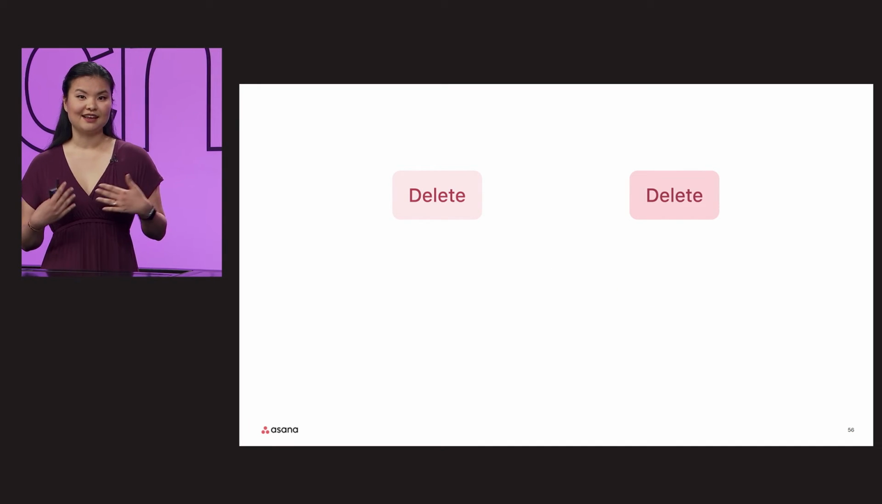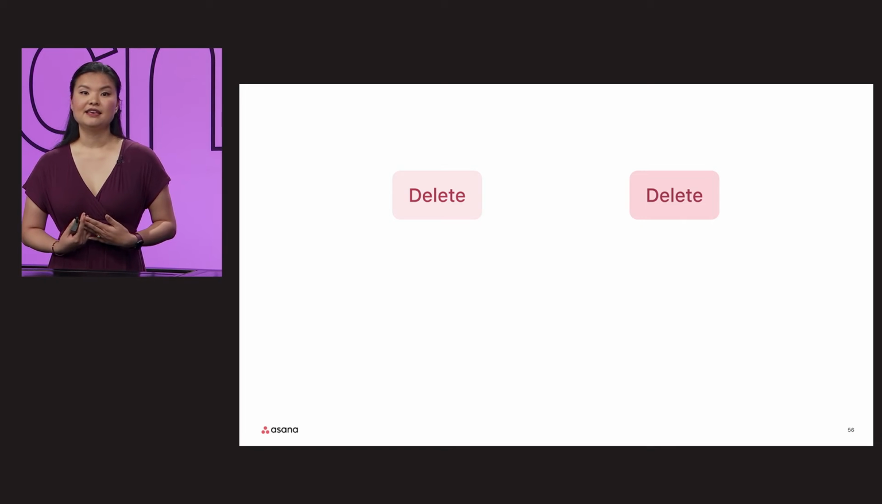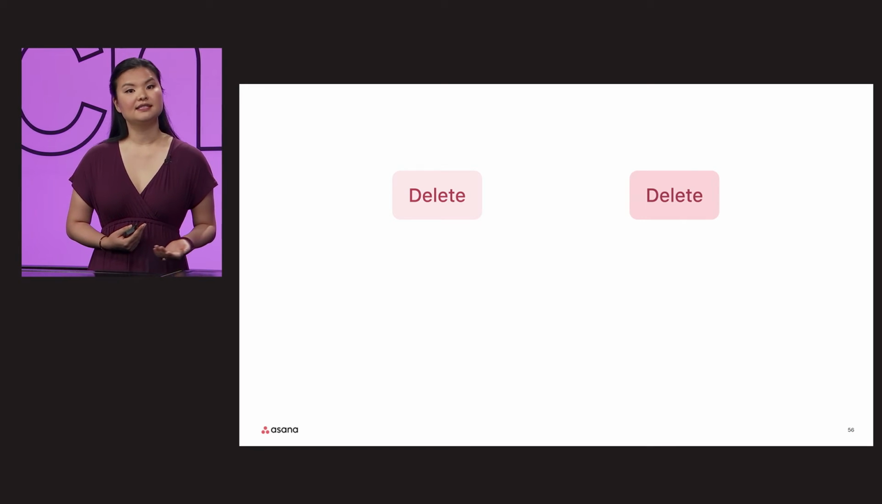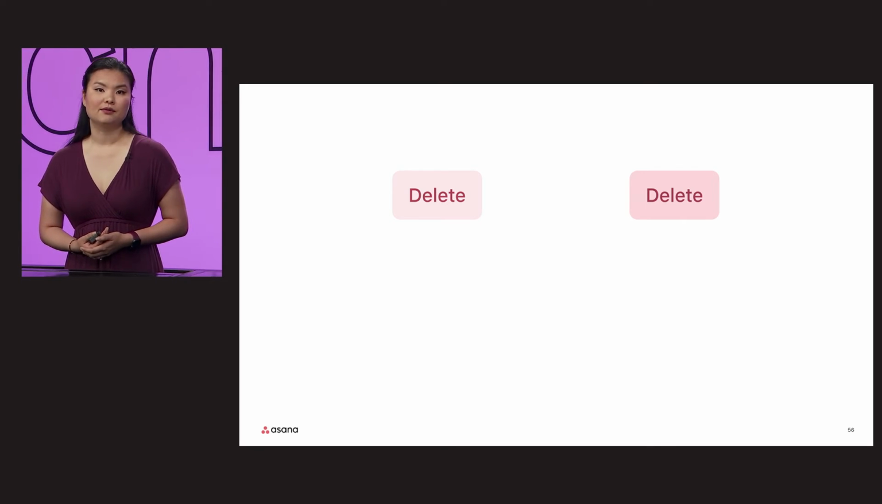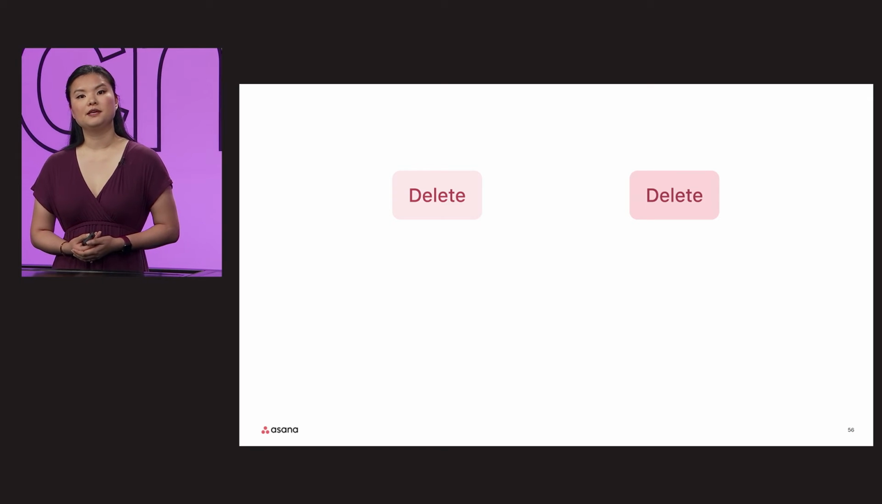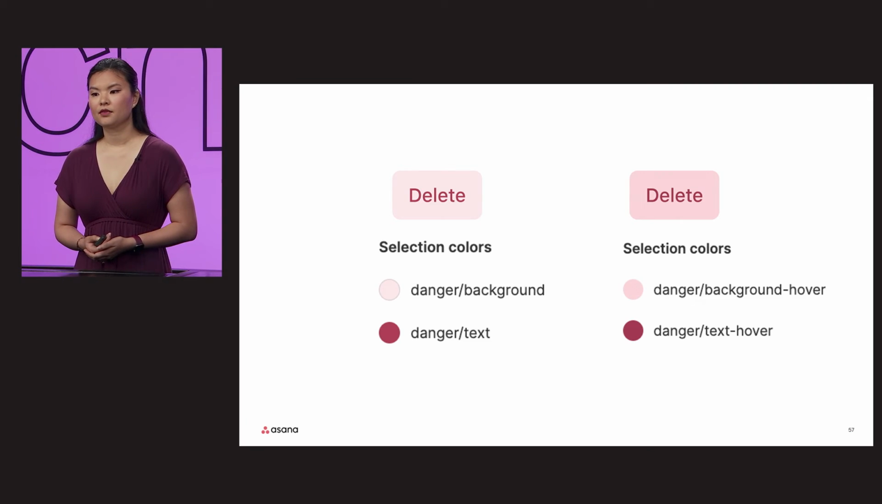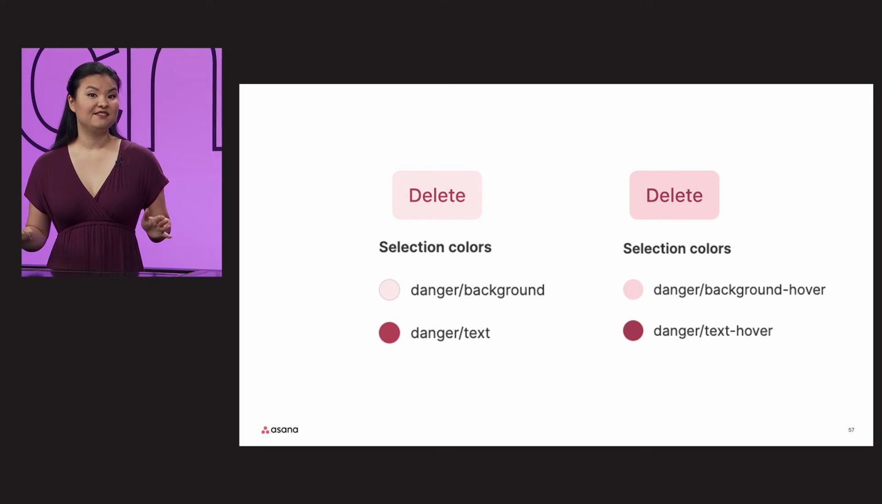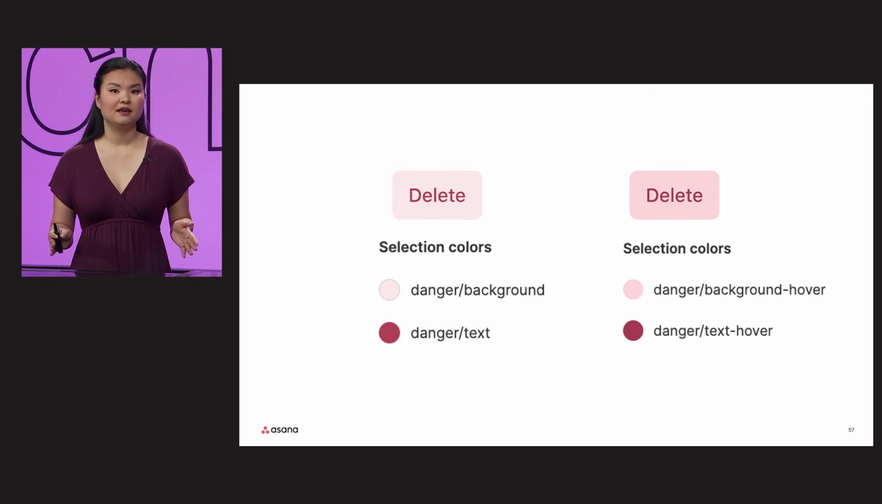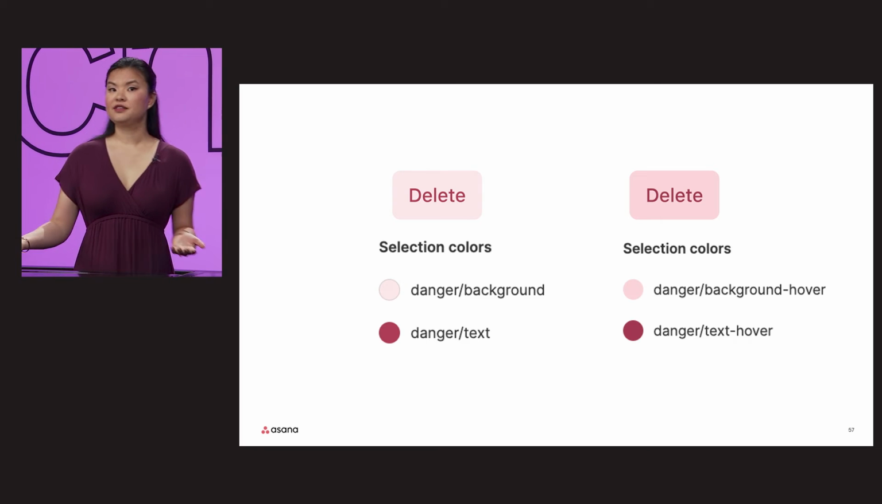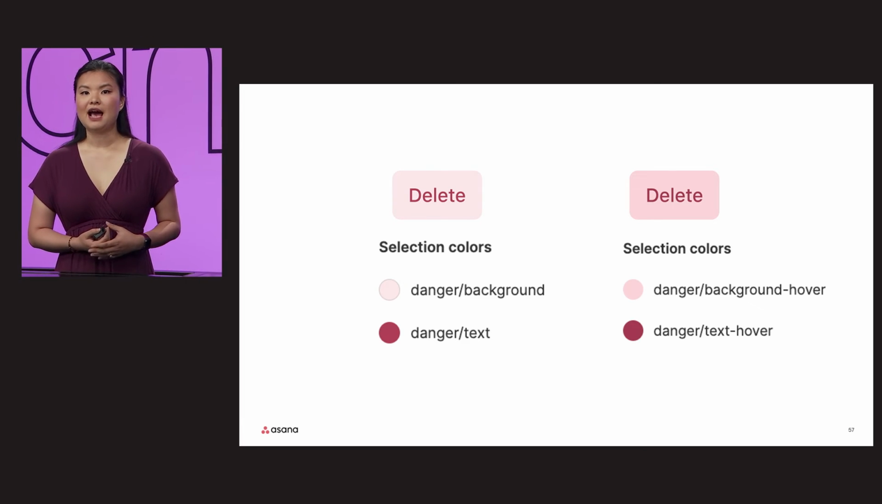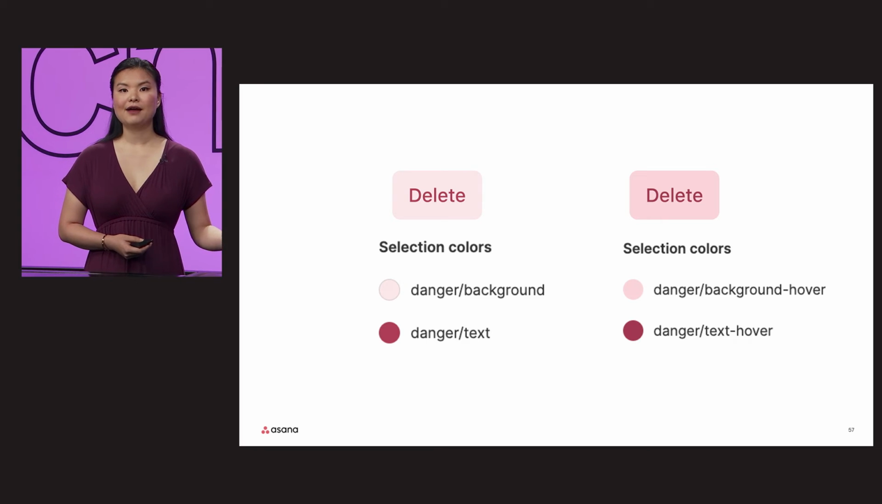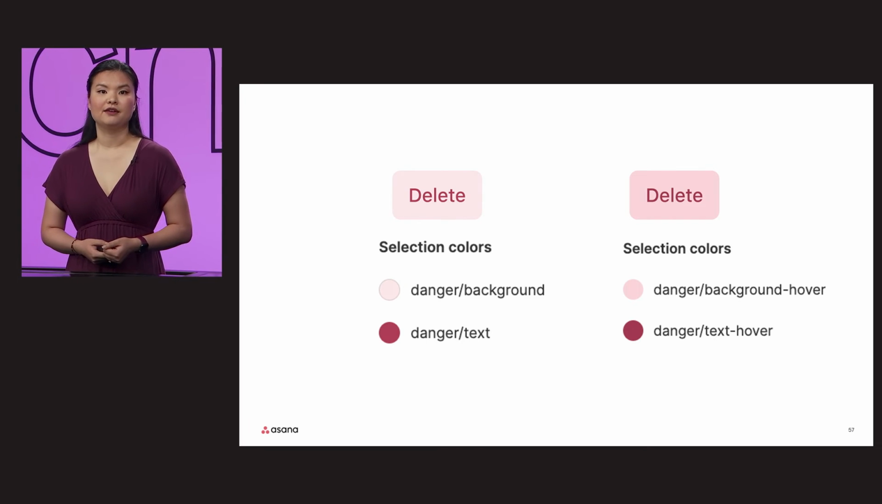So suppose I were a designer looking to design this button. The image on the left is the button in its default state, and the image on the right is what the button looks like when it's being hovered over. With design tokens, designers no longer need to worry about the specific hex values that this button should be, just the correct tokens. So for the default interaction, we would have the danger background token for the background and the danger text token for the text.